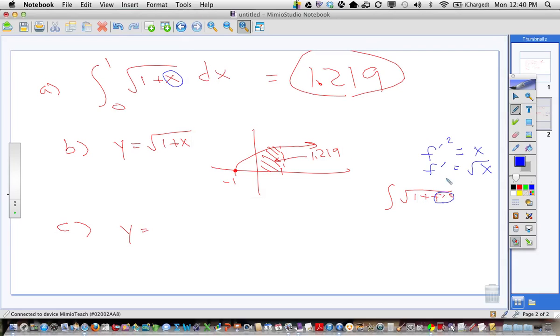But that's f prime, not f. Right? How do we get f? Antiderivative. So we have to raise that up to the 3/2, divide by 3/2. So our y is actually the function 2/3 x to the 3/2. Now there could be a plus c on there, but that just shifts it up and down, and that's not going to change the length of the curve.